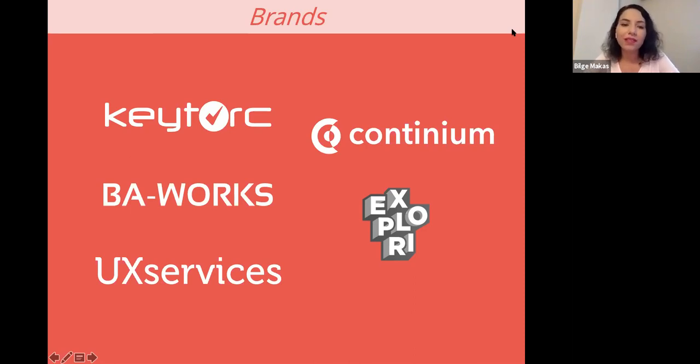Our other brand is UX services. We are presenting our UX design and usability services to our clients. And also we are holding UX and EX trainings at our UX services domain. Our fourth brand is Continuum. We are presenting our DevOps services and DevOps trainings at the Continuum brand. And the fifth brand, our fifth domain, is Explory. We are presenting design thinking services and employee experience services at the Explory brand.